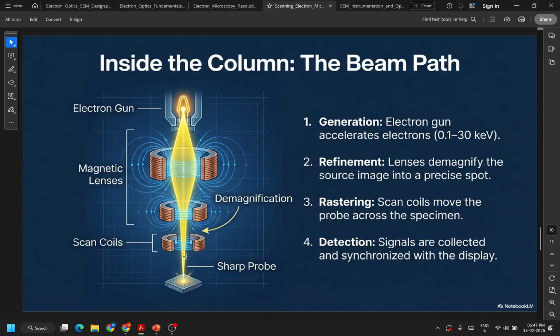Now you want to take the image of a sample. The image is taken at multiple points, not a single point, right? For that, we use something called a scan coil. What a scan coil does is it deflects your beam across different regions of your sample.